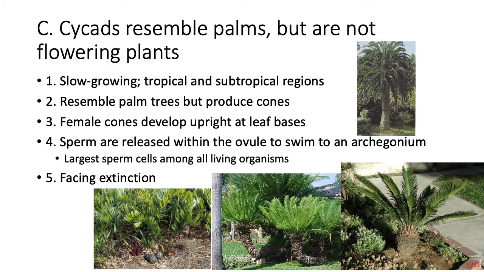The one thing that sets them apart from palms is that they actually produce cones. You can see some of the cones in this picture at the base, and over here it's just laying on the ground like Easter eggs. We're still tied to a little bit of water here. Sperm is released within the ovule and it swims to the archegonium. According to your book, these are the largest sperm cells among all living organisms. Cycads are also facing extinction, so there's not a lot of them.